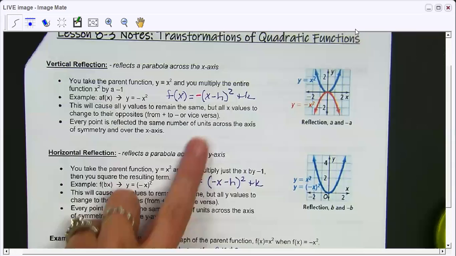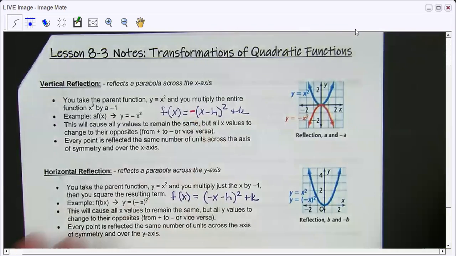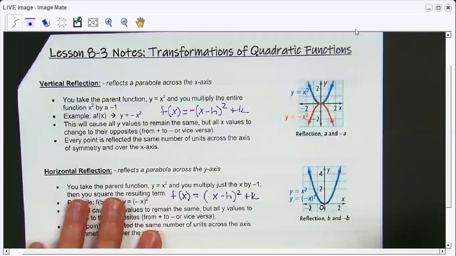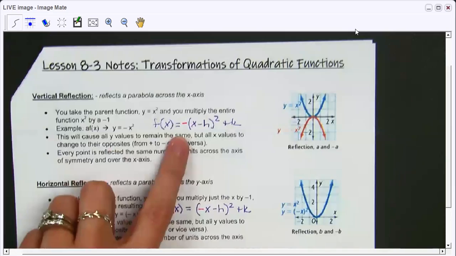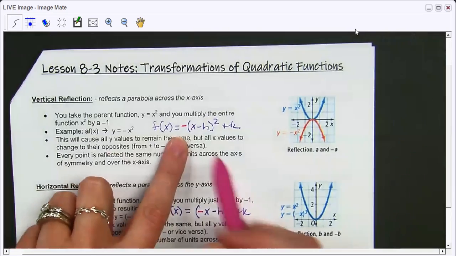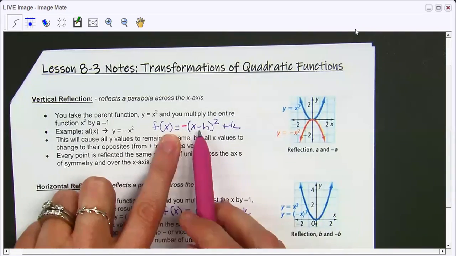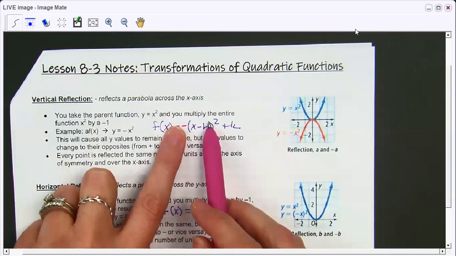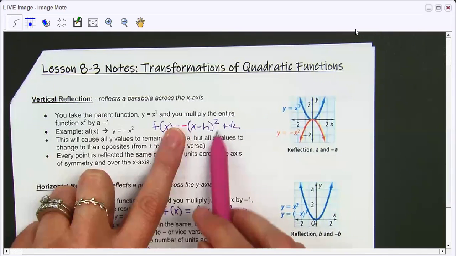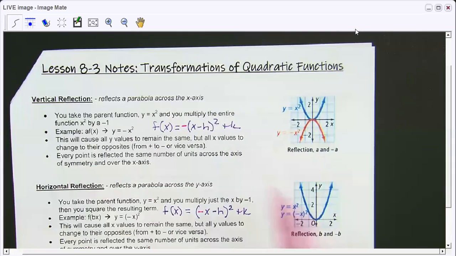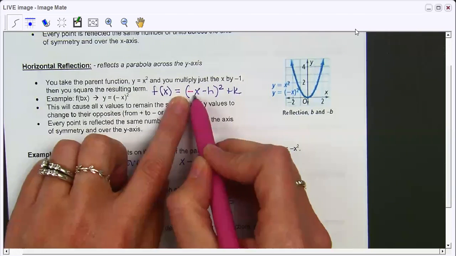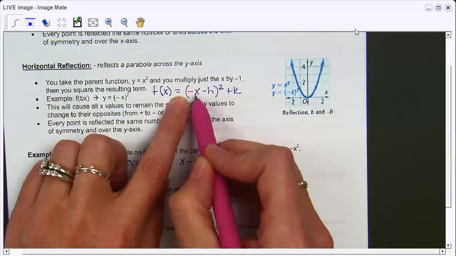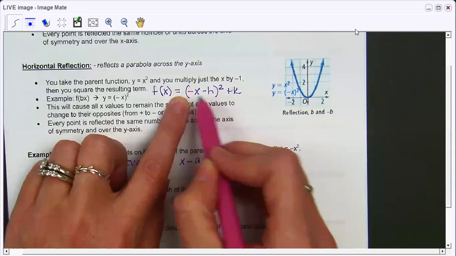So look at what I did over here. Look at what I wrote up here, and maybe this will make more sense. See how the negative is on the outside of the parentheses? That means I'm going to multiply this whole thing, whatever the numbers are in here, by negative. Notice how the negative is in parentheses right in front of the X. I'm only multiplying X by negative, not the H also.